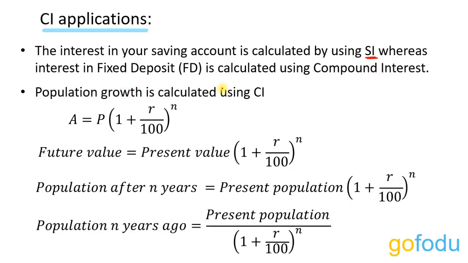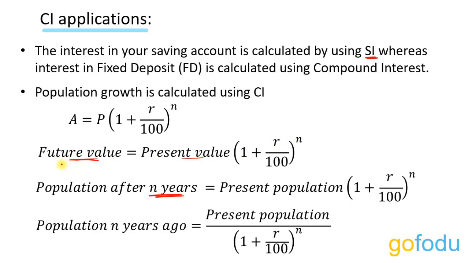Population growth is calculated using compound interest. So population after n years or the future population would be present population into (1 plus r upon 100) whole raised to n, where r is rate of increase of population.